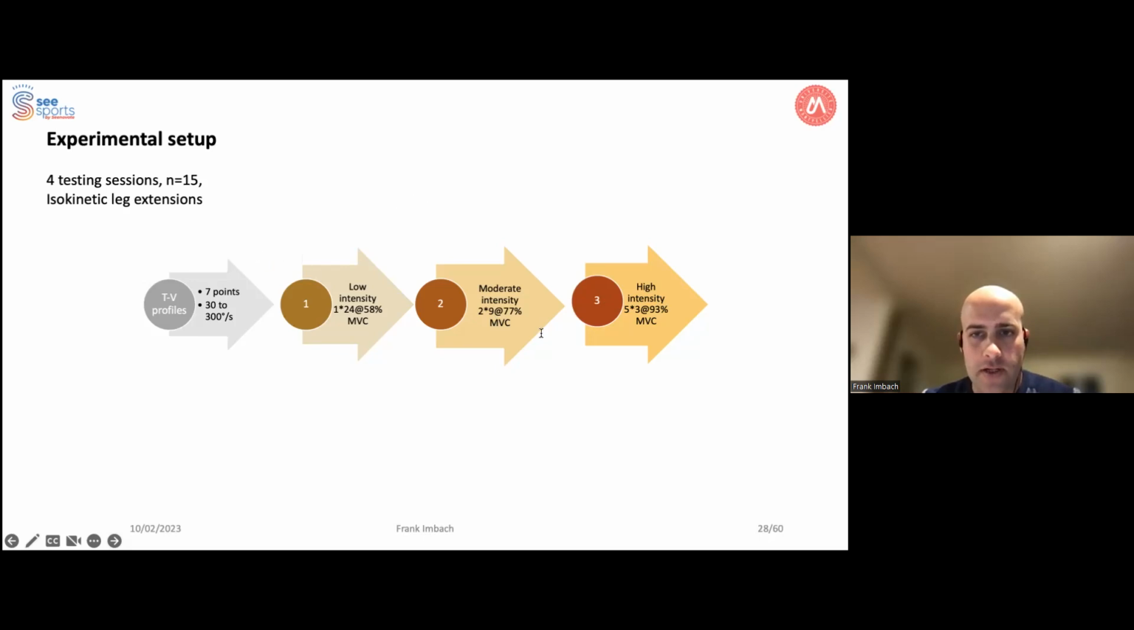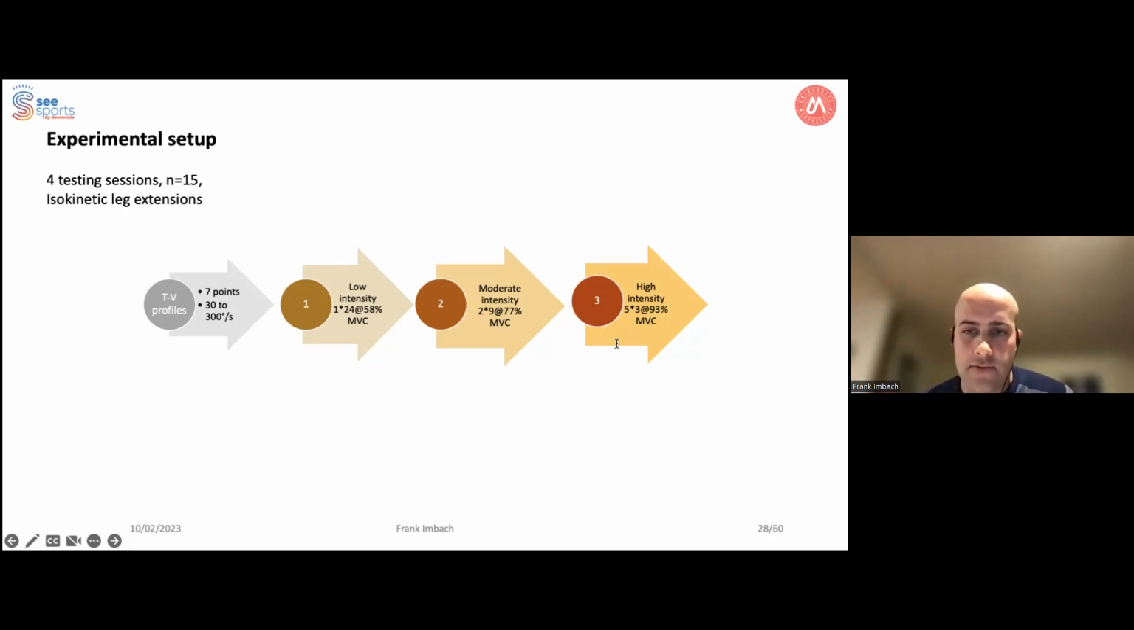These 3 sessions are 3 resistance exercise sessions performed in randomized order, with the first one a low intensity session with one set of 24 reps at 58% of the maximum voluntary contraction. The second one is 2 sets of 9 reps at 77. And the last one is 5 sets of 3 reps at 93% of the MVC.